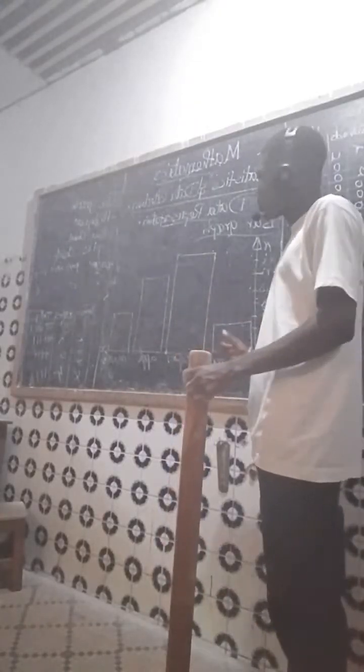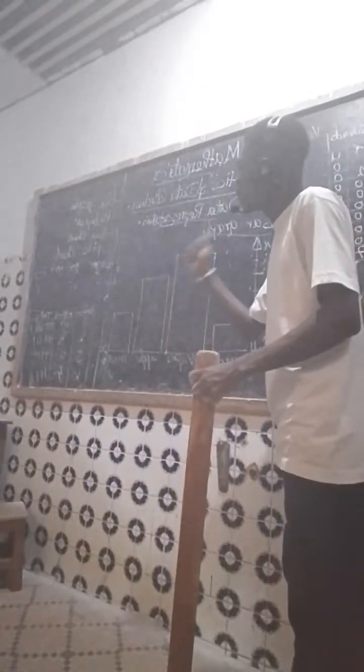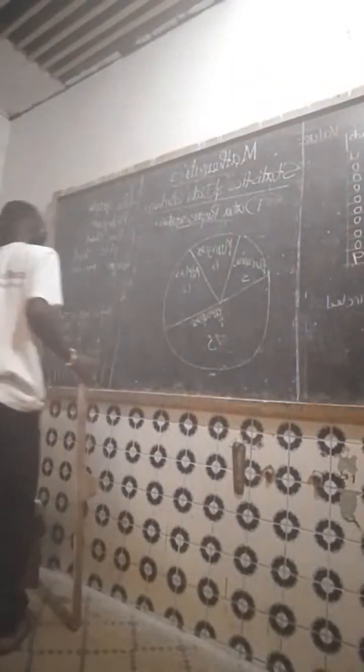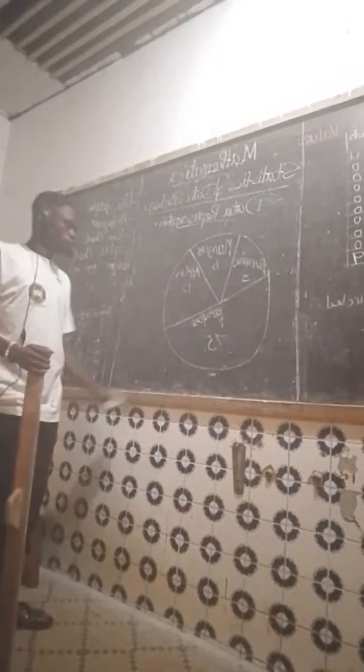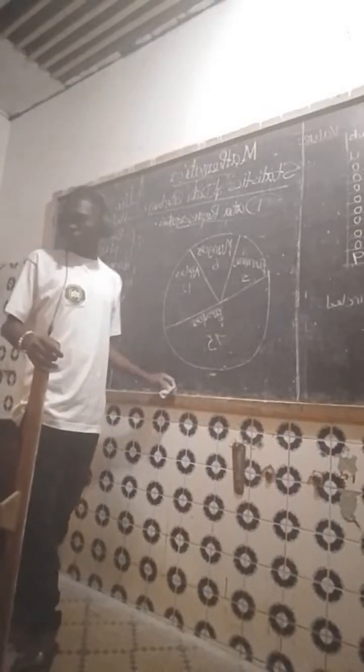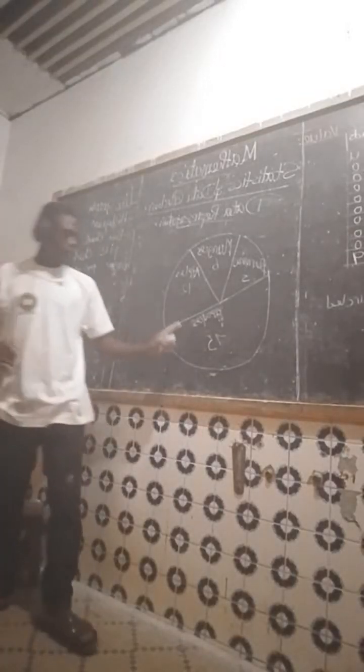In the pre-mock, we say draw a pie chart. This is what some people are using drawing. This is not a correct pie chart. This is not how a pie chart is done. So I'm going to correct it.